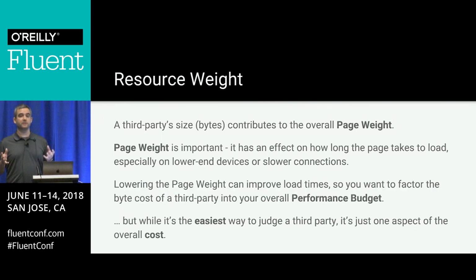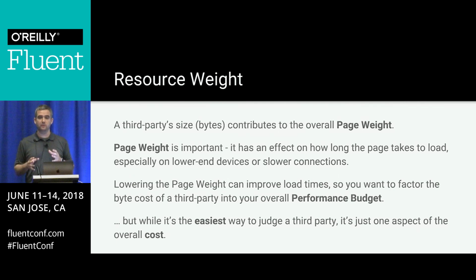What does that 32 kilobytes mean in the overall context of your page? How does that library contribute to the overall page weight? So page weight is the sum total of all the content that you're loading on your site, all the bytes for all the resources, all the images, all the HTML, all the JavaScript. And page weight is important because it has a direct correlation to how quickly your site loads. The more bytes, the longer it's going to take to load. So if you increase page weight, if you're adding libraries, you're potentially increasing the load time.